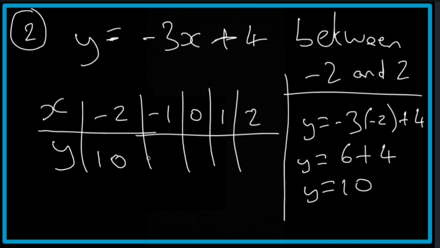Okay, the next one I'm going to do in my head. So -3 times -1 is 3, plus 4 is 7. -3 times 0 is 0, plus 4 is 4. Now, as you can see, you only need 3 values to be able to see a pattern. So from 10 to 7, it's subtracted 3. From 7 to 4, subtracted 3. So the next one, I'm going to subtract 3, is going to be 1. And then I'm going to subtract 3 again, and it's going to be -2. If you want to double check this, let's plug in 2. So -3 times 2 is -6, plus 4 is -2.